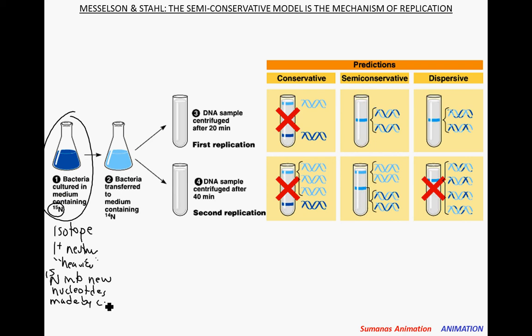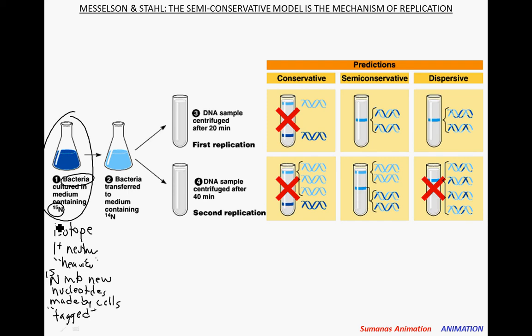made by cells. If they culture these bacteria, and culture means to grow, they grow them up for several generations, and all the bacteria in there are going to have heavy nitrogen incorporated into the nitrogen bases of their nucleotides. So they are essentially tagged with this. Their DNA is a little bit heavier than DNA that is made with a lighter isotope of nitrogen.